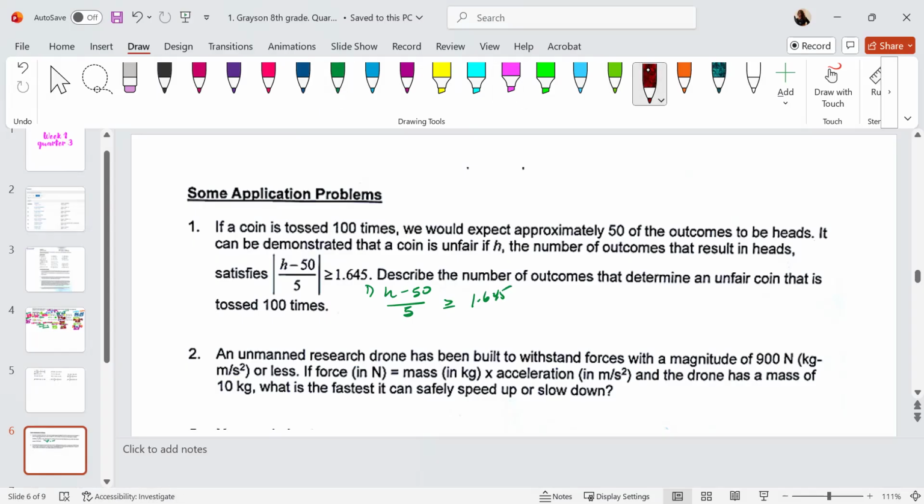To solve for this one, what do you need to get rid of first? Your job is to get h right here by itself, but it's not by itself because h has this number here and this number here. Which one do you want to get rid of first? How do you get rid of this divide by 5? The first cancels now, correct? So then you have h minus 50 is greater or equal to.